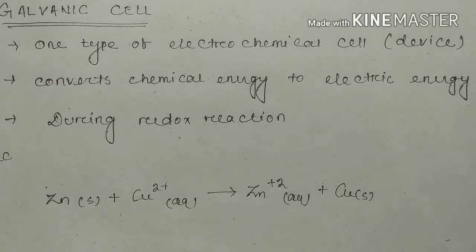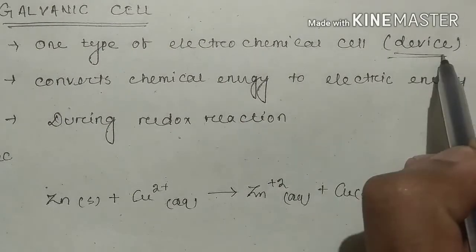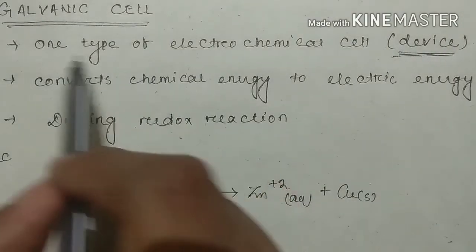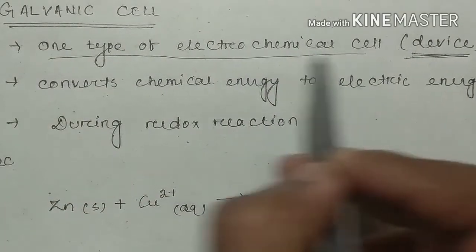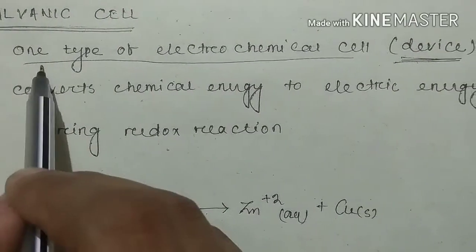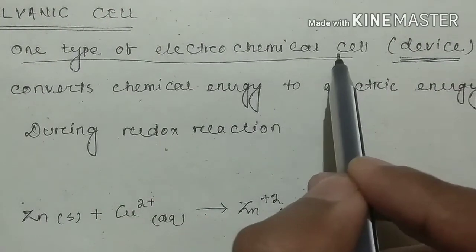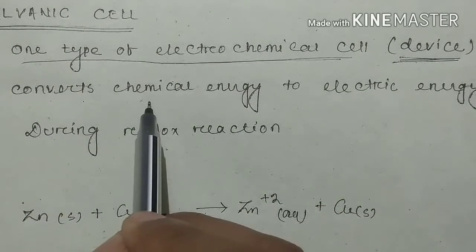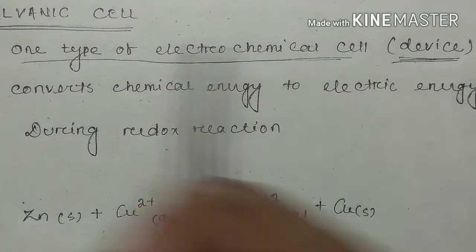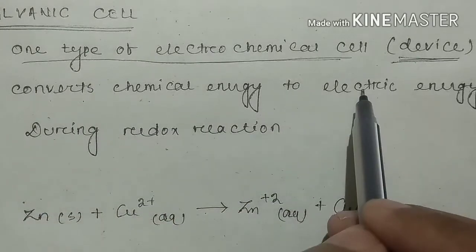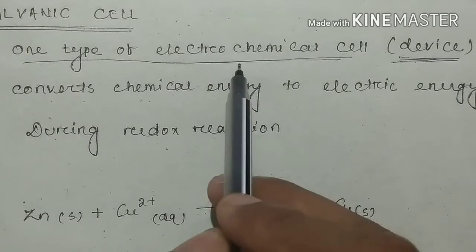What is a galvanic cell? Galvanic cell is, first of all, a device. It is one type of electrochemical cell. And we all know that an electrochemical cell is a device which can convert chemical energy to electric energy. So a galvanic cell can also convert chemical energy to electric energy because it is also an electrochemical cell.